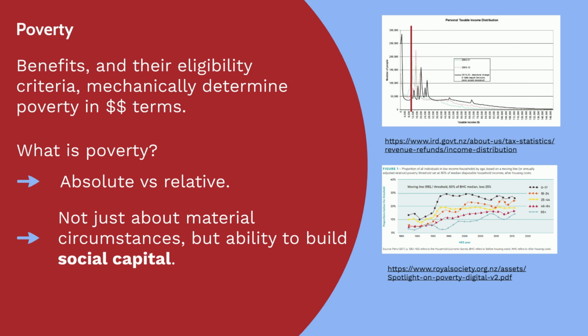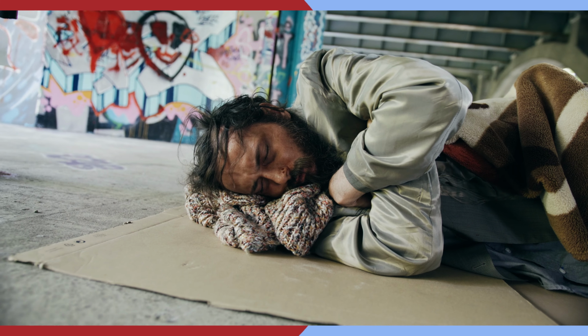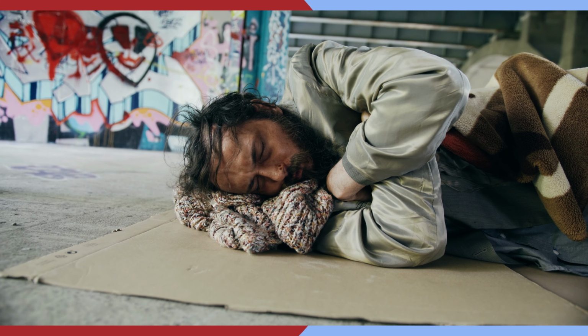Another way to think about it is poverty isn't just about what you can materially buy, but your ability to build social capital. If we gave everyone a whole lot of money and made it that people didn't earn different amounts, there would still be people in deprivation, people suffering from what we're concerned about when we talk about poverty. So how far can mechanistically reducing poverty actually change these things?